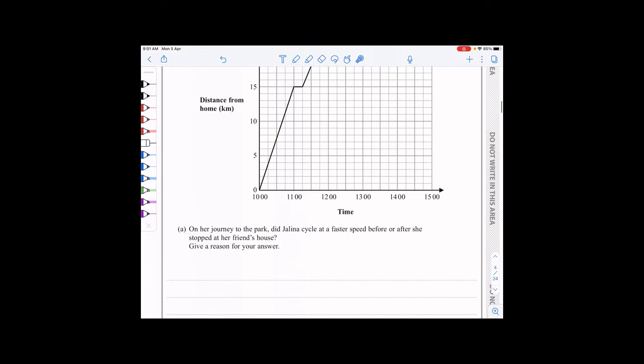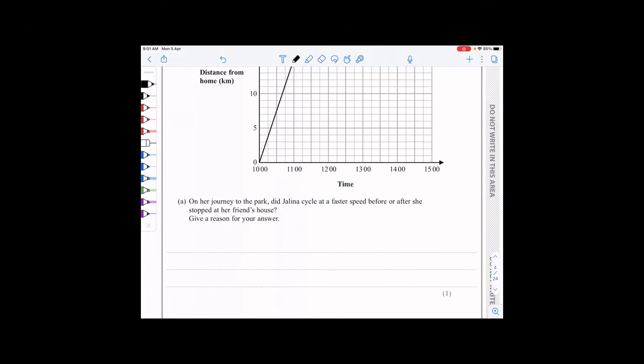So in the first hour, she covered a distance of 15 kilometers. So 15 kilometers per hour before stopping at the house.